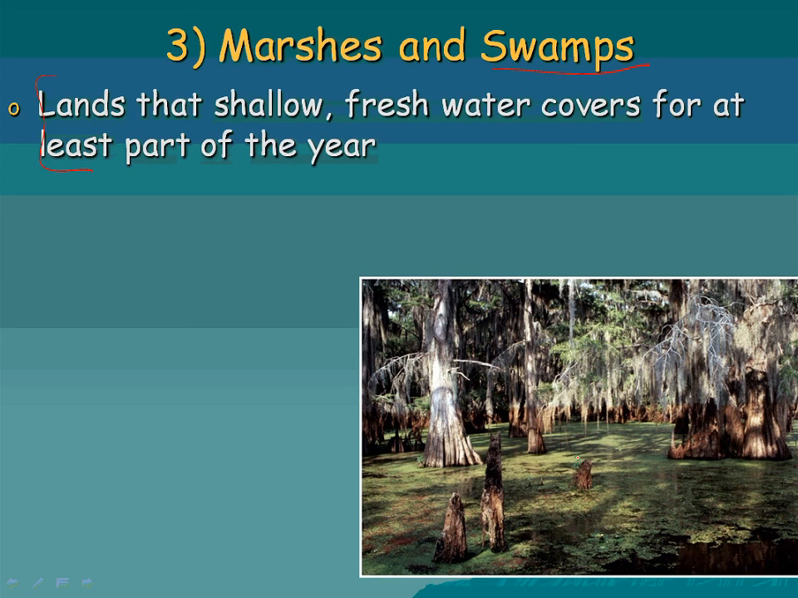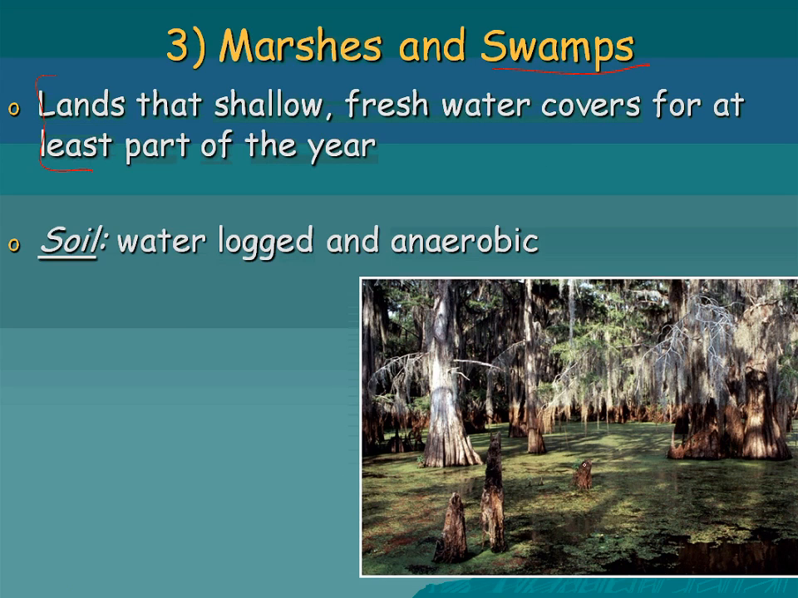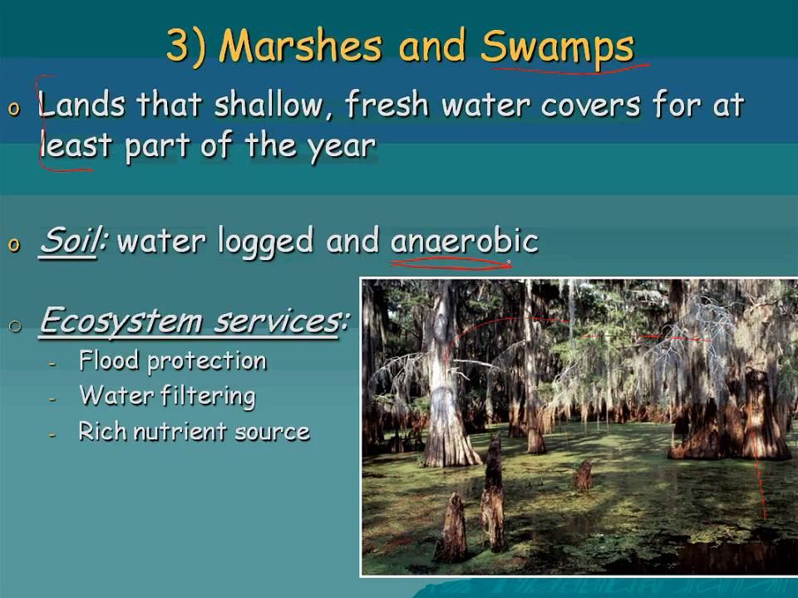You know, this is a nice looking swamp here, where fresh water is covering the plant life there for part of the year. Okay, and because this water is there, it's very waterlogged, and the soil is anaerobic, meaning that there's not any oxygen in the soil. And these are the kinds of conditions where coal, well, I'll get into that next unit, but coal is formed in these types of anaerobic conditions where you had a lot of plant life. Okay, so marshes and swamps are very important for these different ecosystem services.